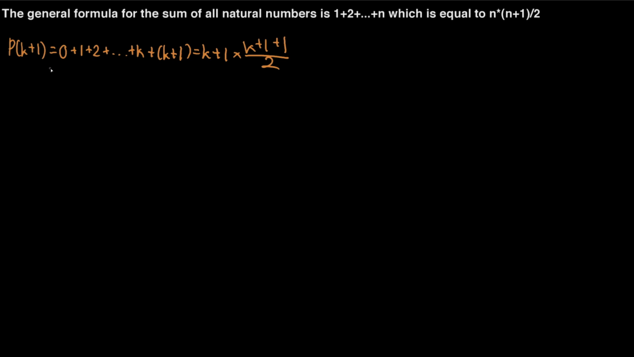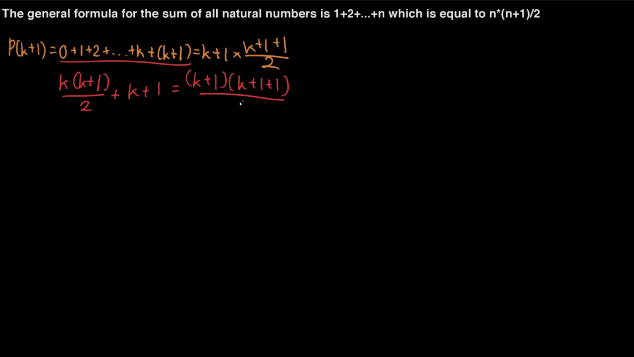As you guys can see, a certain part of P of k plus 1 is similar to P of k, which is the portion of the equation where 1 plus 2 plus all the way to k. This is simply equal to k times k plus 1 over 2. So substituting that, the left side of our equation is now k times k plus 1 over 2 plus k plus 1. K plus 1 is not a like term, so let's make it a like term by multiplying both the numerator and denominator by 2.